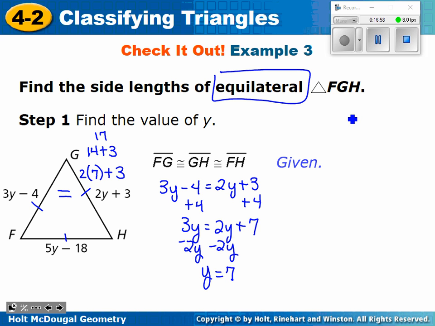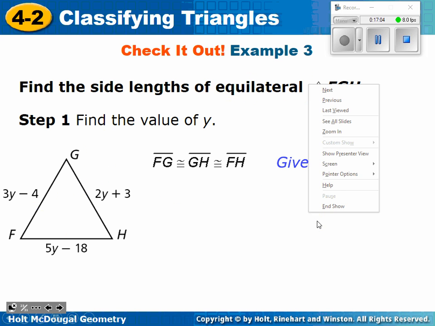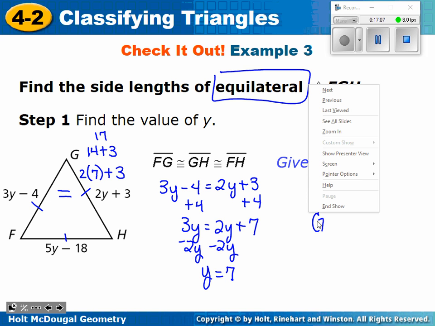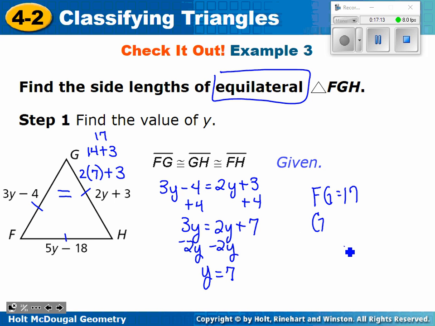So when you write your answer, make sure you list it for all the sides. FG is equal to 17. GH is 17 and FH is 17.